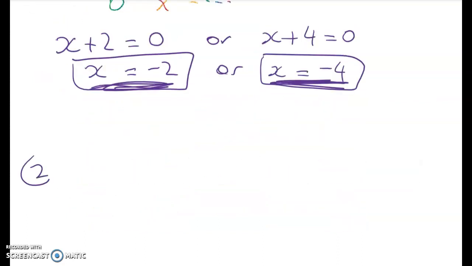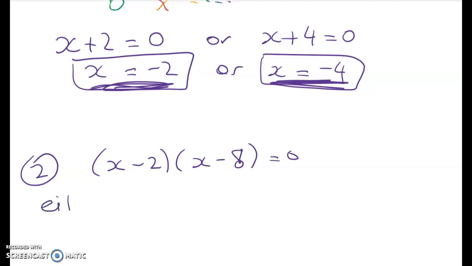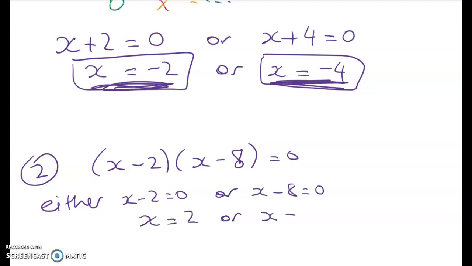And then question 2 is very similar. We've got x minus 2 times x minus 8 is equal to 0. So this will equal 0 when either x minus 2 is 0 or x minus 8 is 0. x equals 2 or x equals 8. And as I said, that's where we started off with solving quadratics back in year 10.